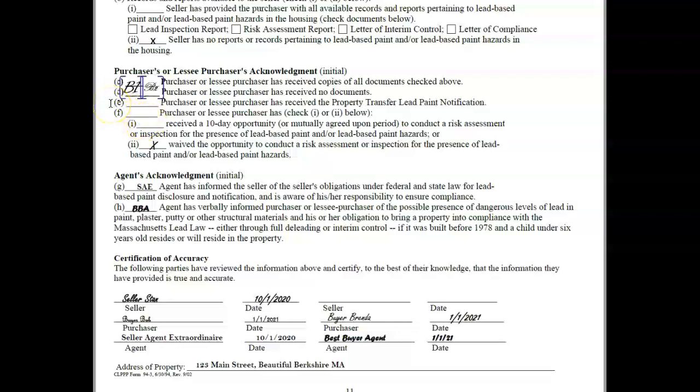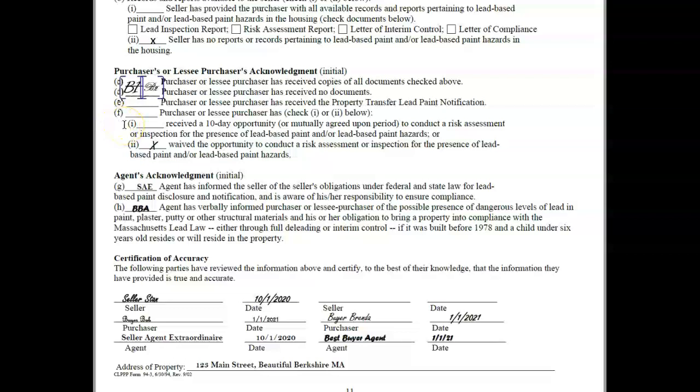Now E goes on to say that they've received a copy, which is required by law, of the lead paint property transfer notification. And that's not what you're looking at right now. It's the previous 10 pages that go along with this form. So have they received that? You sure hope so, and you better have them initial it because that saves you from having violated the law. The second thing is that the purchaser is going to indicate below. They should initial F as well.